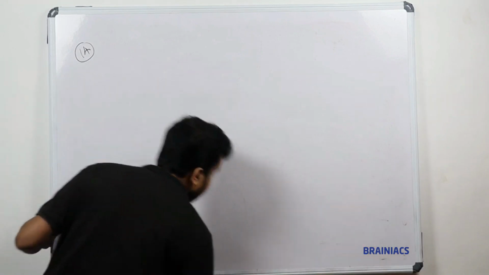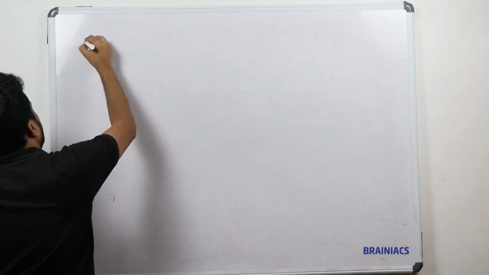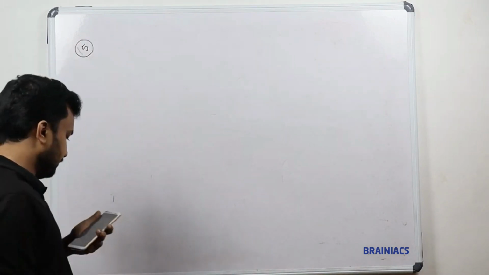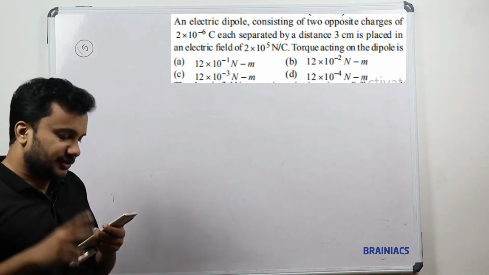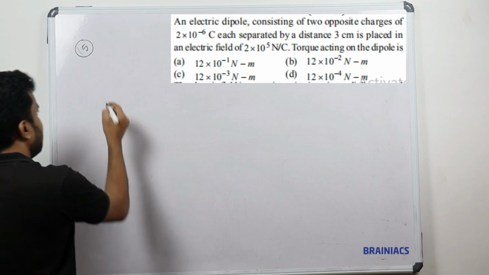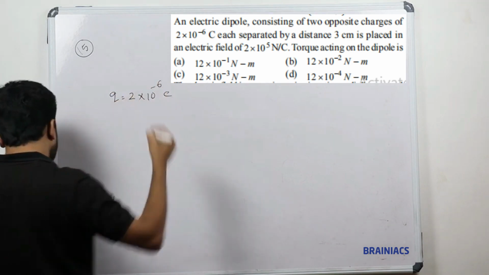The next question is question number 15. Some values or parameters are given in the question. An electric dipole consisting of two opposite charges, and the charge will be given. So immediately we will write the charge: 2 into 10 power minus 6 coulomb is given.